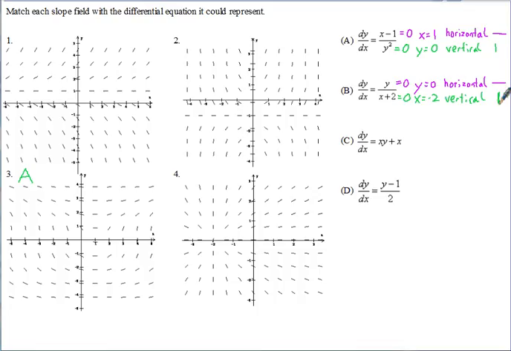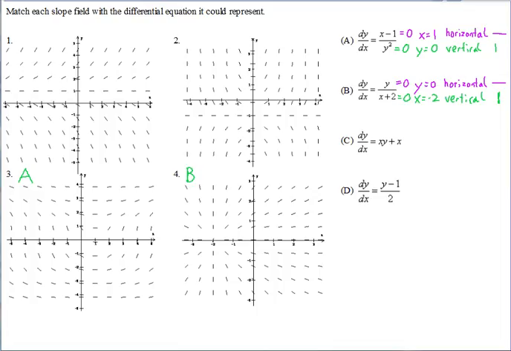So, when y is 0, we should have horizontal lines. Another one, right? Y is 0, another one horizontal. So let's do the horizontal on the top of the axis there. And vertical one when x is -2. So, that is B right there.